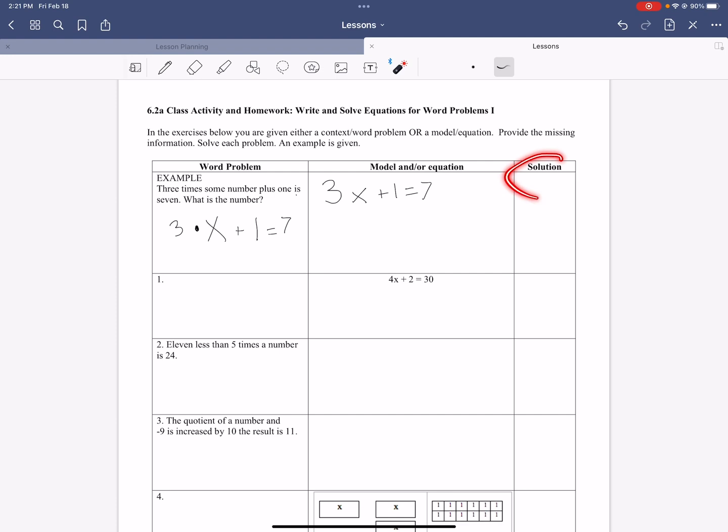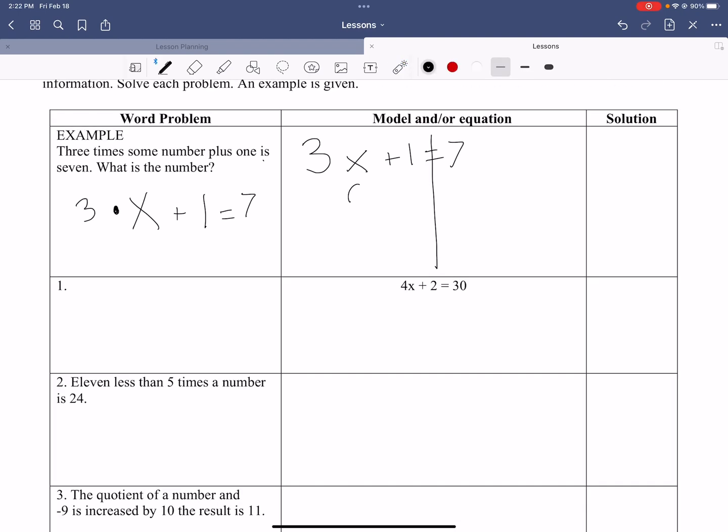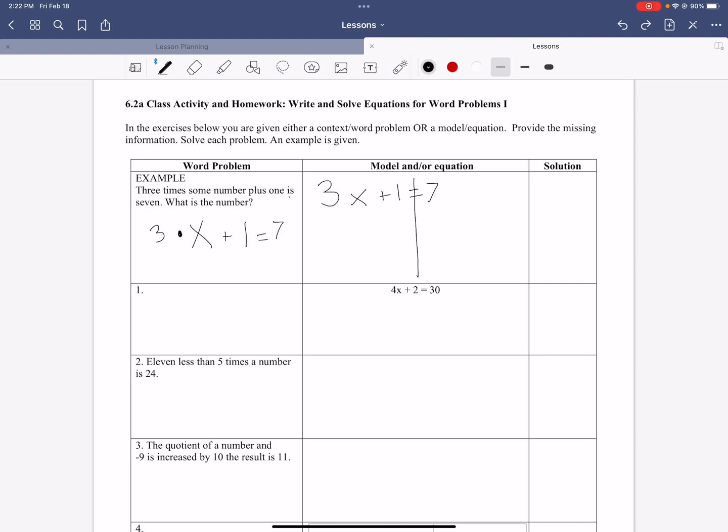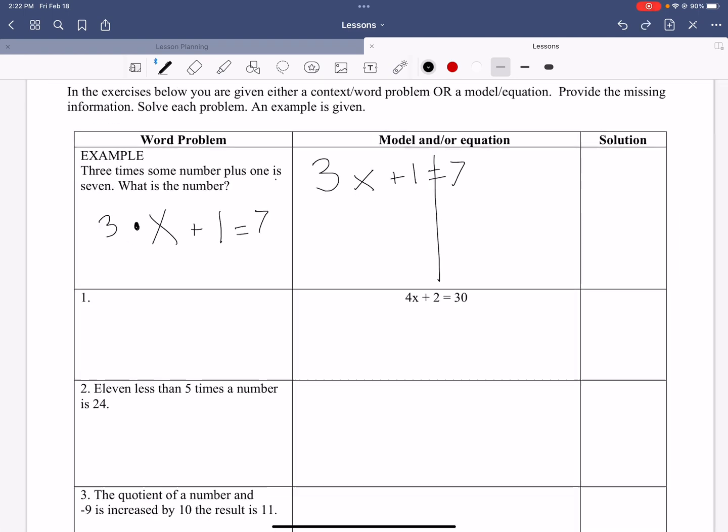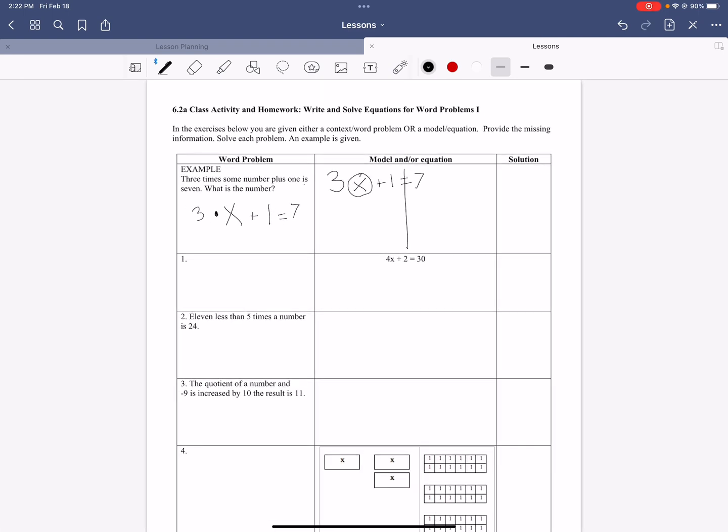Okay, now we need to solve because we need a solution. And I don't want you guys to worry about modeling. Okay, just write the equation. So I'm going to draw my line. There's my variable.